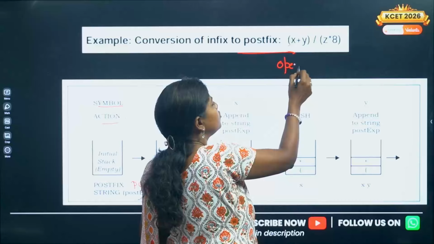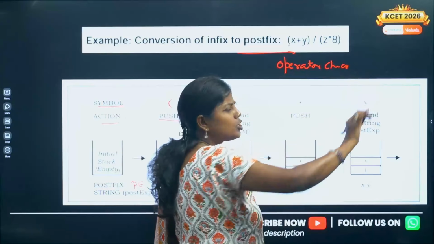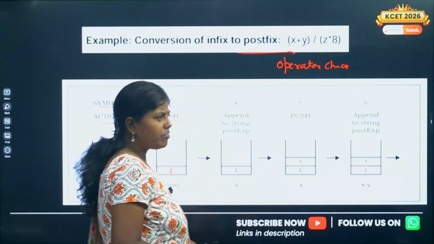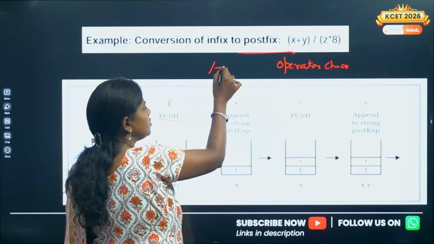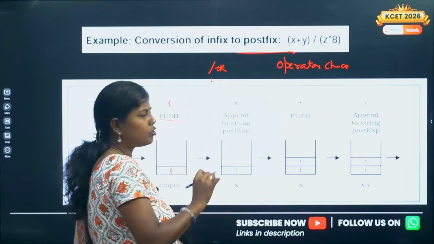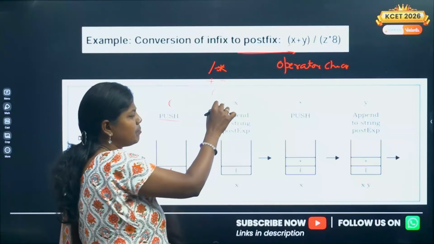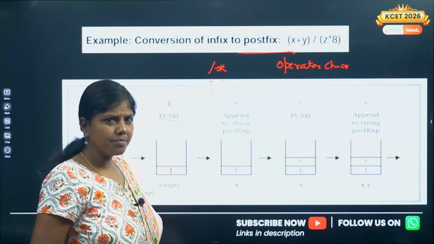Operator means check for the precedence. Of course, it is the BODMAS rule only. First, it is going to consider multiplication and division as the first priority. Plus and minus will be next, and of course we have the left parenthesis, having the least precedence.